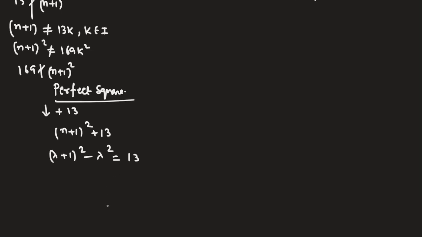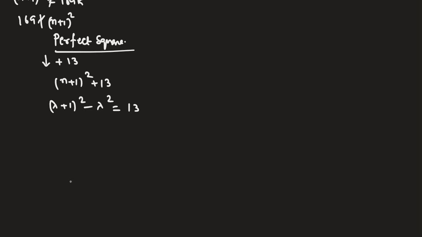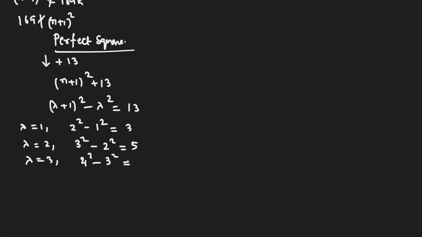What will be the value of lambda? So that you are getting the 13. So we consider here lambda is, suppose, 1, so we have 2 square minus 1 square, difference is 3. Lambda, if you are considering 2, it will be 3 square minus 2 square, so this will be 5. So lambda is 3, then 4 square minus 3 square, so it will be 16 minus 9, 7.